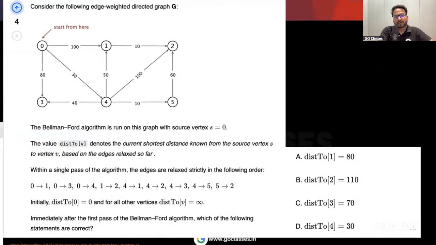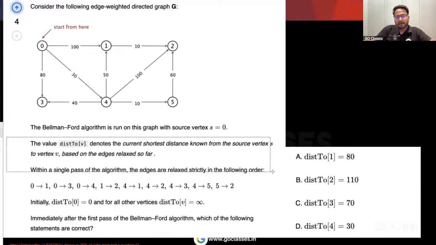Now let's just move to the next question. This question was related to Bellman Ford. What they are saying in this question is that this graph is given, and a distance array is given. It denotes the current shortest distance known from source vertex S to B, which means the current distance is saved in the distance array.